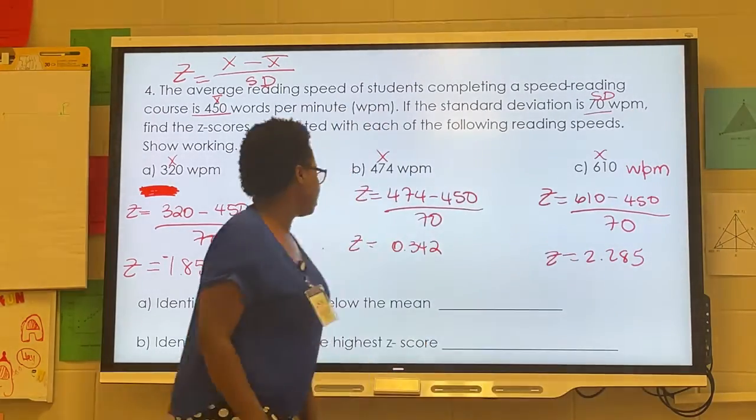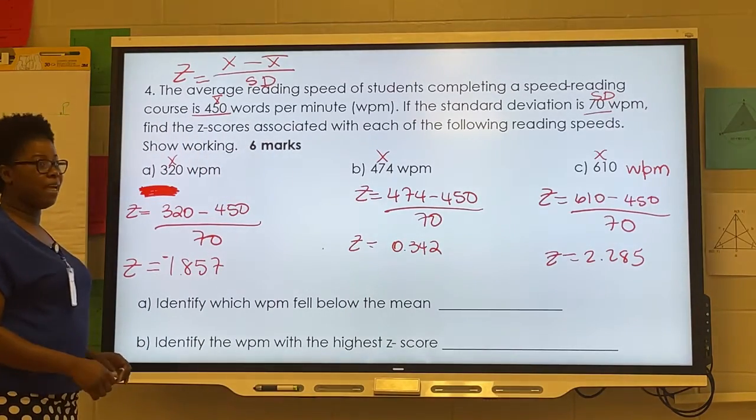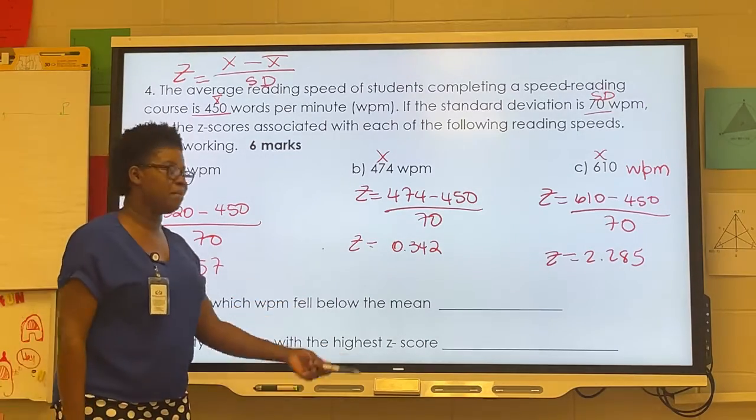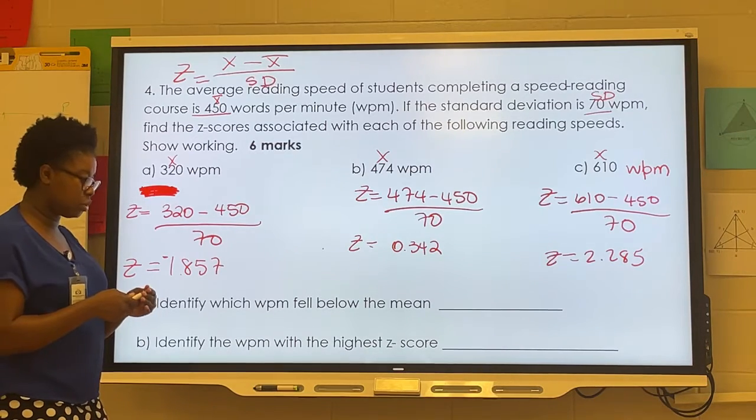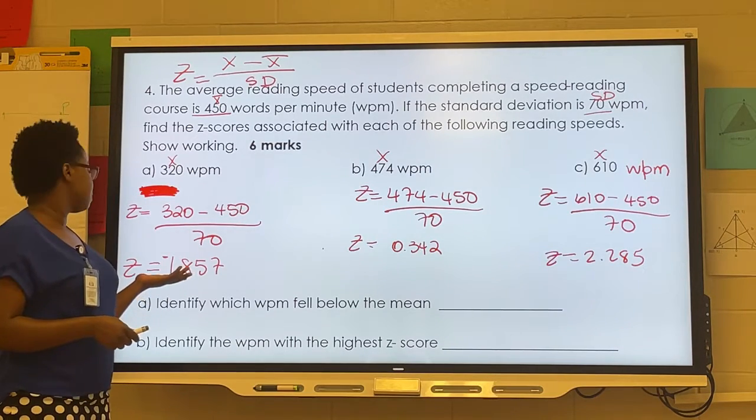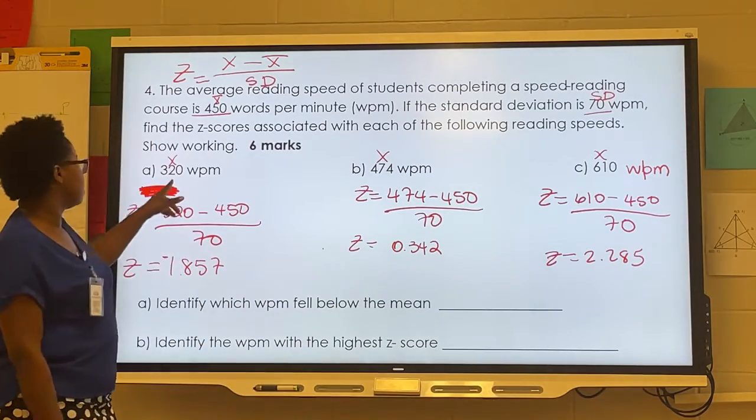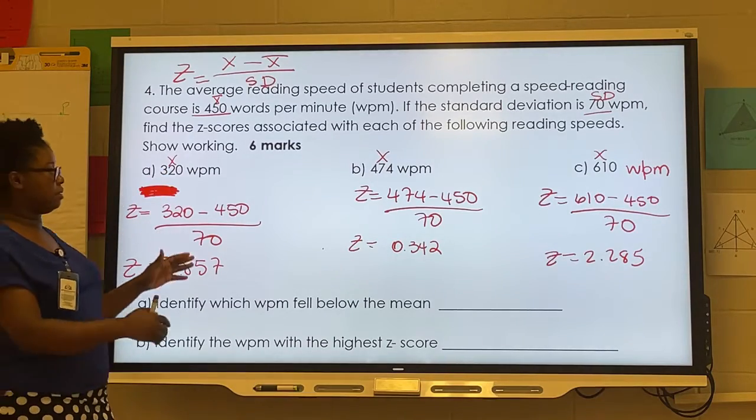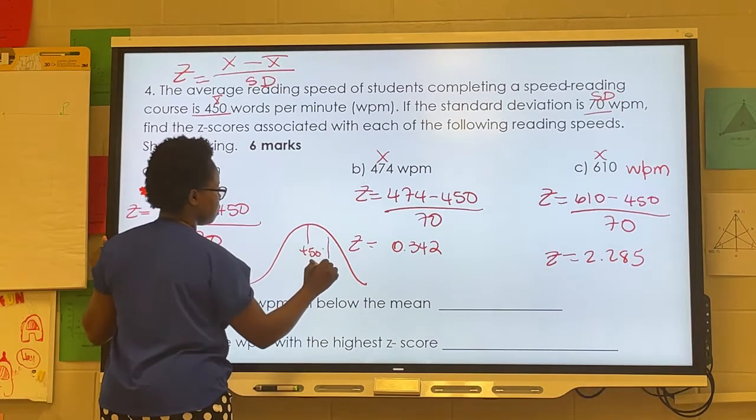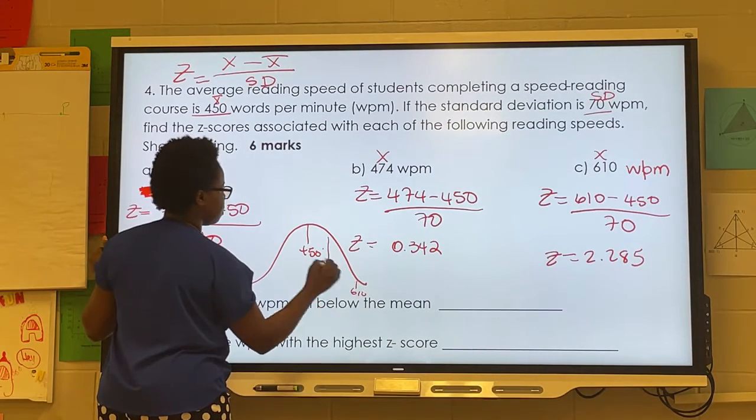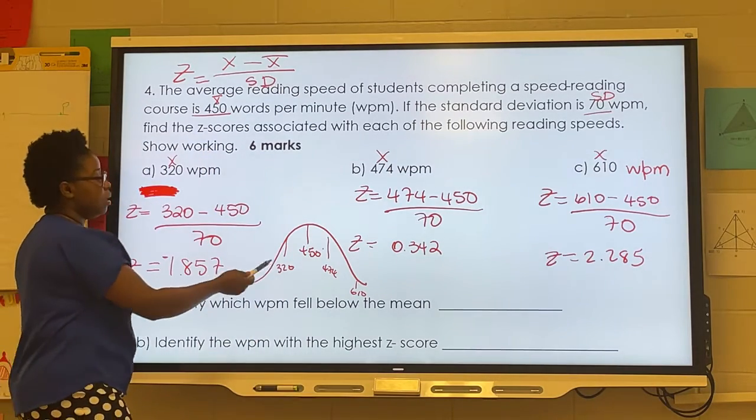Alright, very good. So the question that lies below says identify the words per minute that fell below the mean. There are two ways to do this. You can put your Z-score or you can put your actual data value. The one that went below the mean is the one that's negative, as I showed you just now. So the one that went below the mean would be the 320.